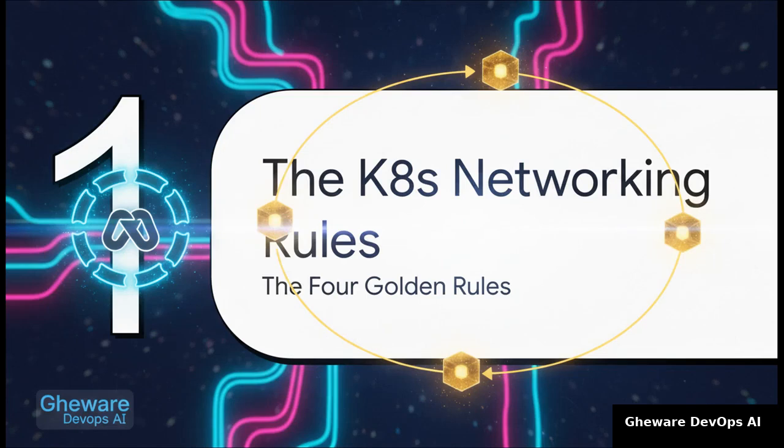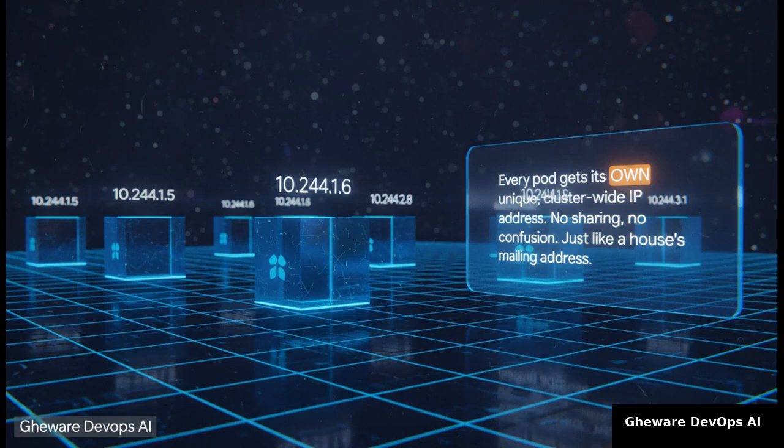Look, don't let the complexity fool you. At its core, the whole system is built on this foundation of 4 golden rules that, honestly, make everything work together seamlessly. First, and this is the big one, every single pod in the entire cluster gets its very own unique routable IP address. Think of it like this. Every house on a street has its own mailing address. No sharing, no confusion. Simple.